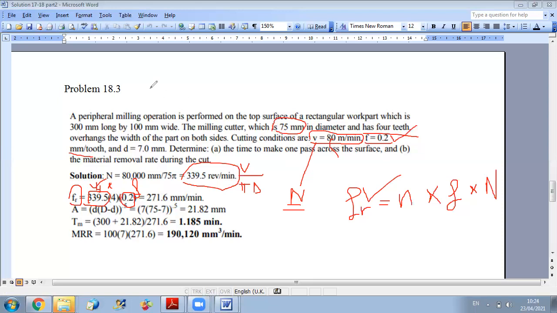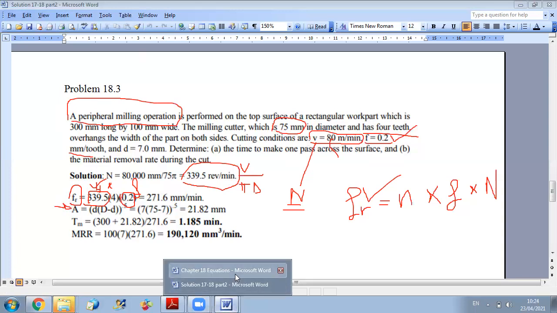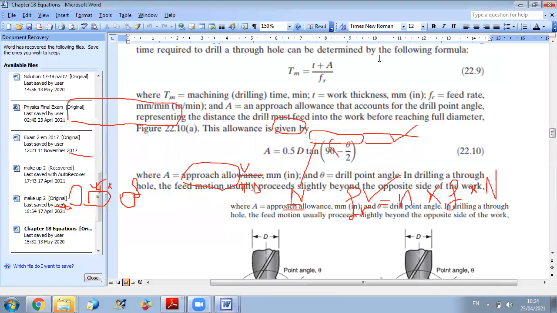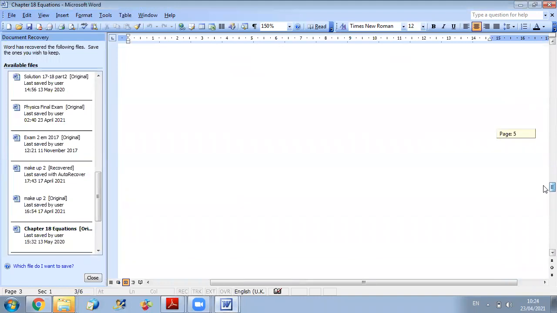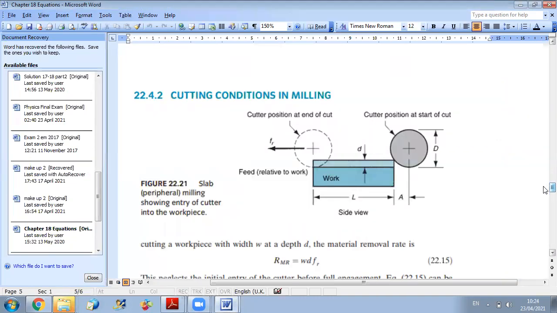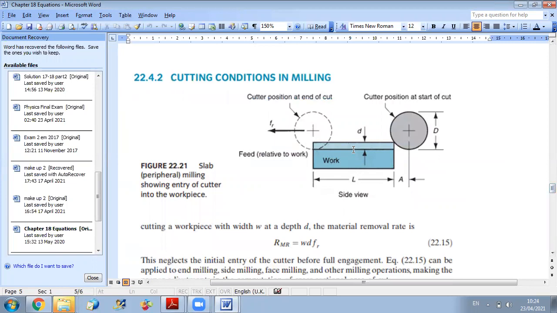So here always you should pay attention to the type of the operation, because in milling we have seen together that we have several types of milling. We have peripheral milling, we have face milling, and depending on this, what will change is the approach distance. To remind you, if we go back to our equations here, depending on the type of milling operation, the approach distance equation will vary. So this is the figure of peripheral milling.